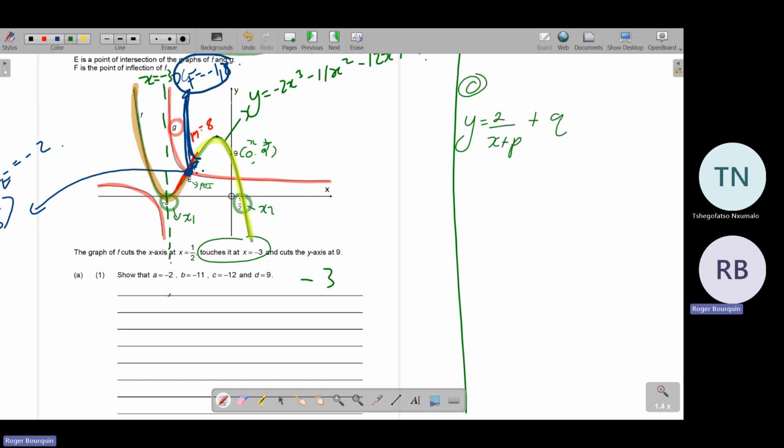So first of all, deal with the vertical. Use this to get your first bit of information. The vertical asymptote is x is minus 3. What's a vertical asymptote? It's where the graph is undefined, right?